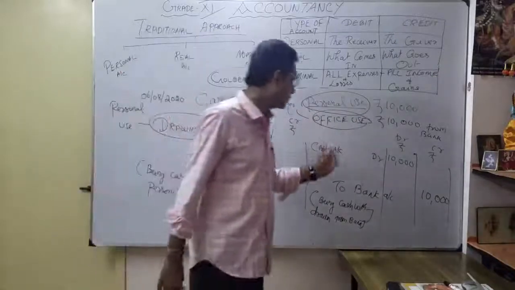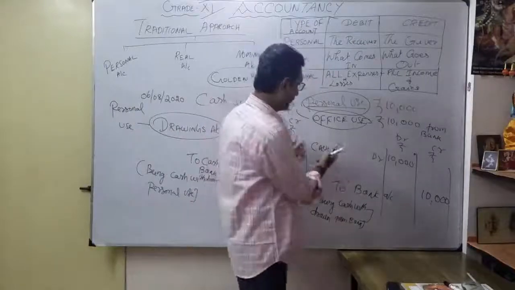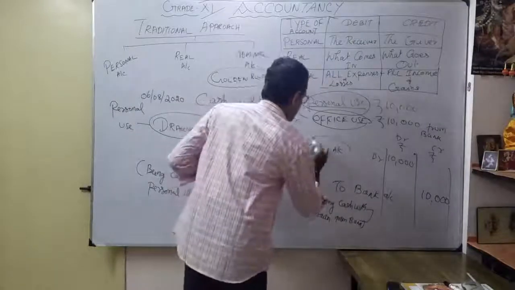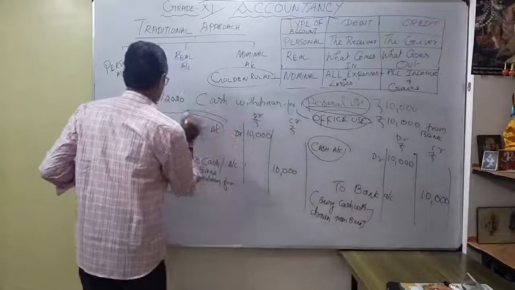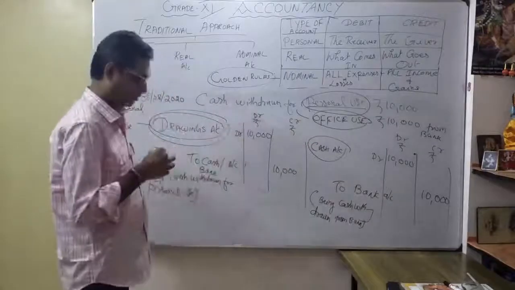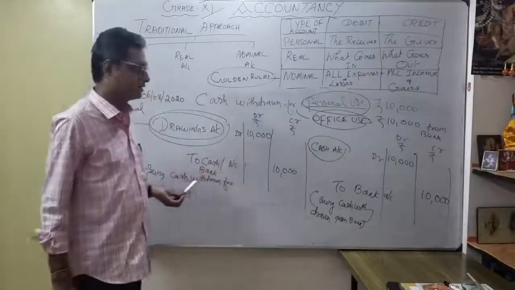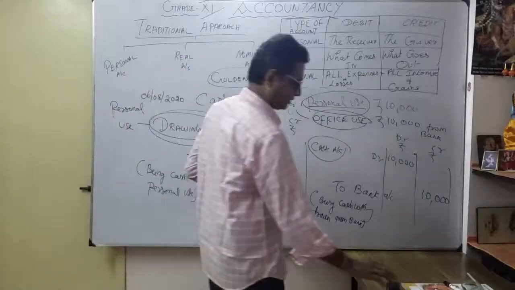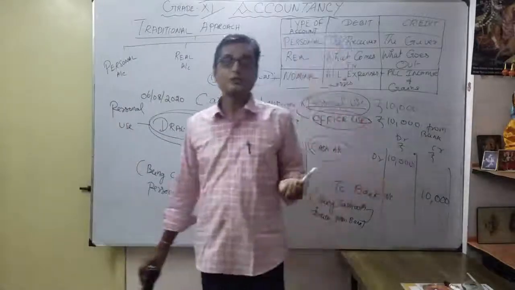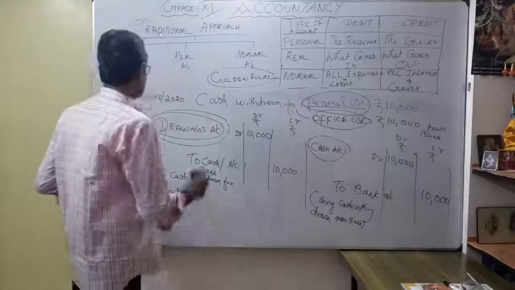Then office use, how to record. So for office use you write cash. That's the only change here. Here cash account, here not cash account, here drawings account. Understood? It's a very important difference. That's what it is for this transaction. Okay, then I will tell you another nice example now.